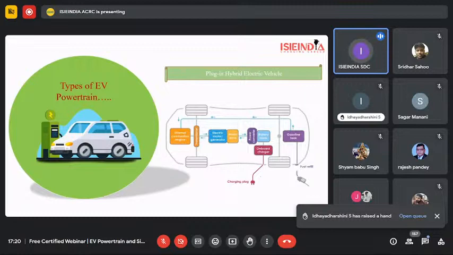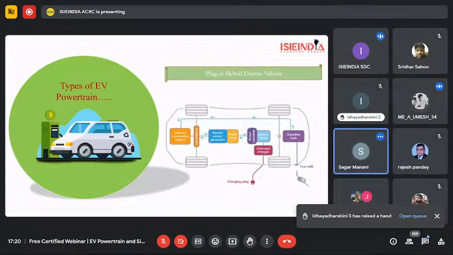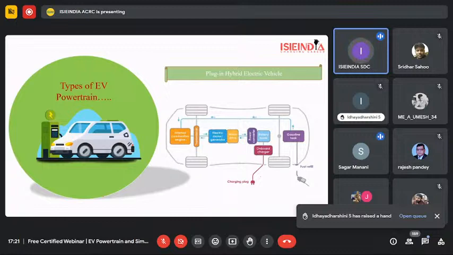So can anyone tell me what is an onboard charger? Sir, can you repeat this question, sir? I'm asking about the onboard chargers. The charger which is inside the vehicle. So it is used for what, charging? Is it used for charging or what? Or for conversion?